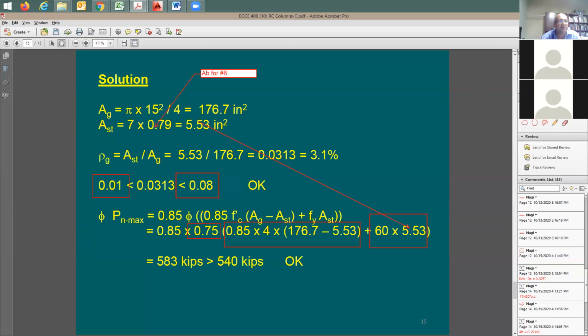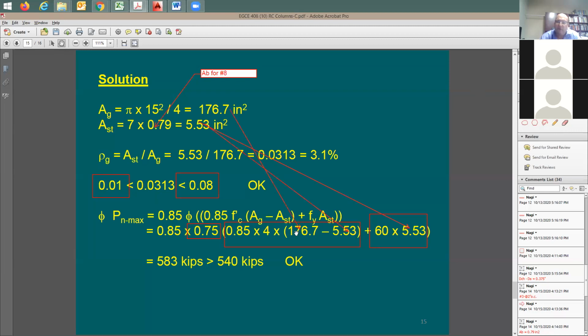I'm going to say this is the total cross-section area of the concrete column. How about 535? I'm going to say this is again AS. So what you're doing here is trying to find the net cross-section area of the concrete in this section here: AG minus AST, which is this number here.